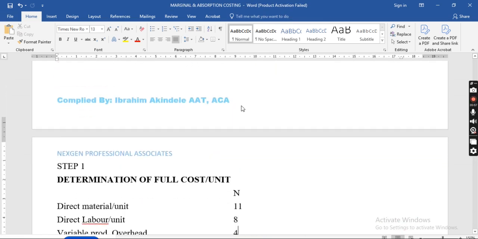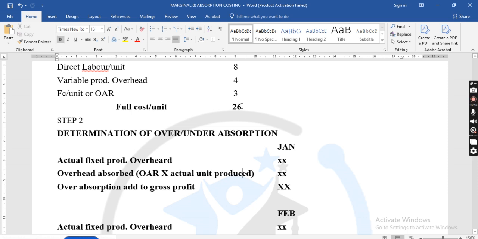Let's calculate our OAR. We've already calculated the OAR. They've given it to us in the question already, right? The fixed cost per unit, or the OAR, is 3 naira. So for January, don't forget, it is the fixed production overhead cost per unit, which is 3 naira, times the actual units produced for January.